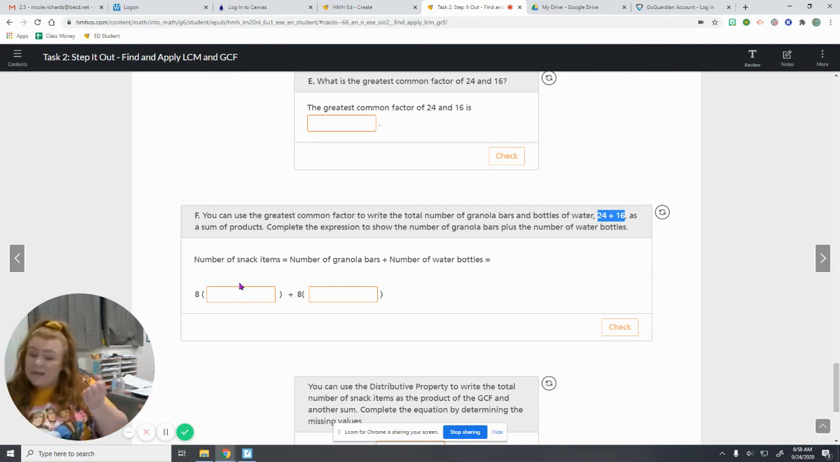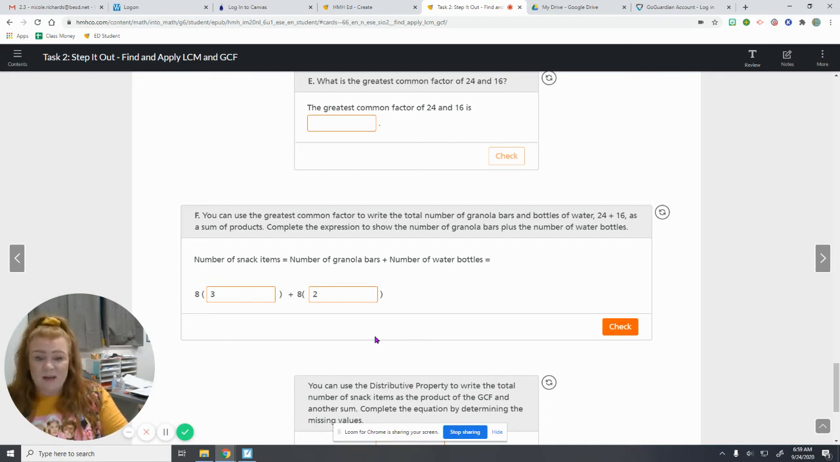So they pulled out that factor of 8. So 8 times what is 24? 8 times 3 is 24. And 8 times what is 16? 8 times 2 is 16. So this is just another way to think about it. We're pulling that number out that they have in common. And we're saying that 8 times 3 is 24. 8 times 2 is 16. 24 plus 16 is 40.